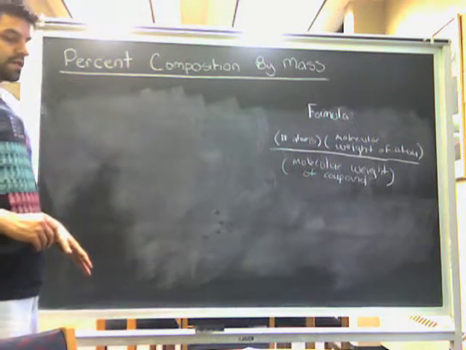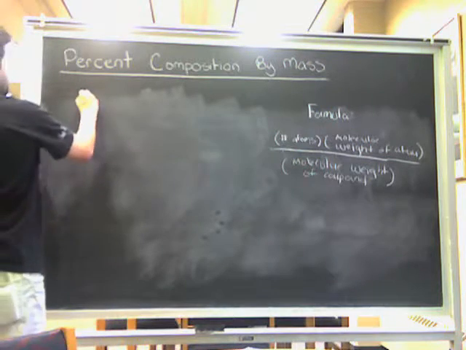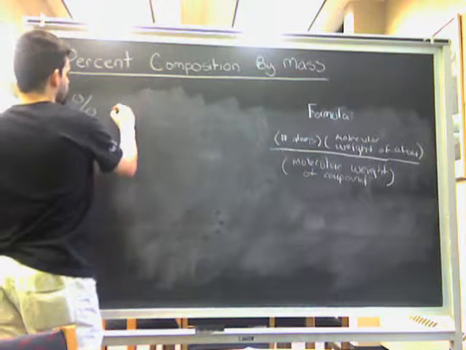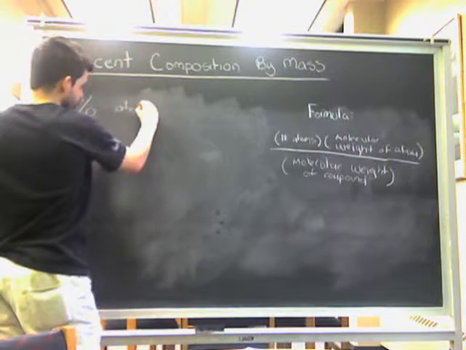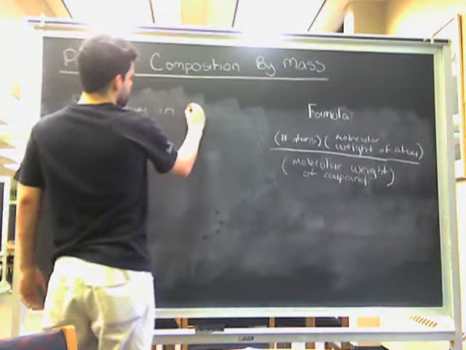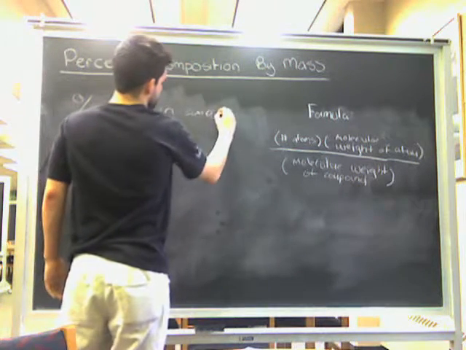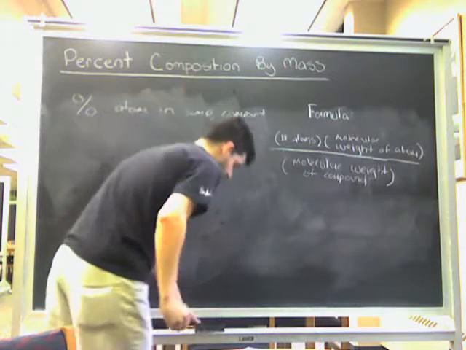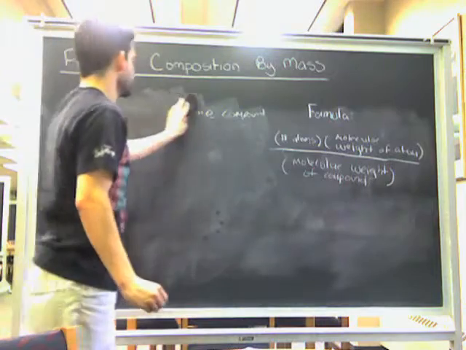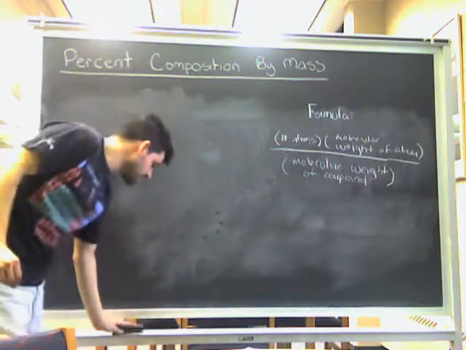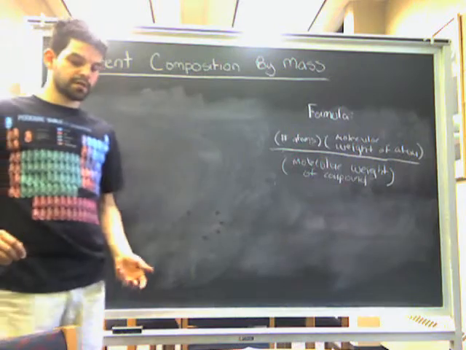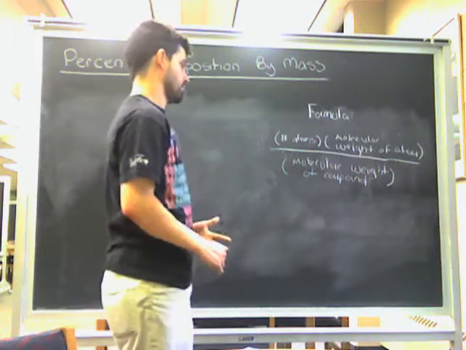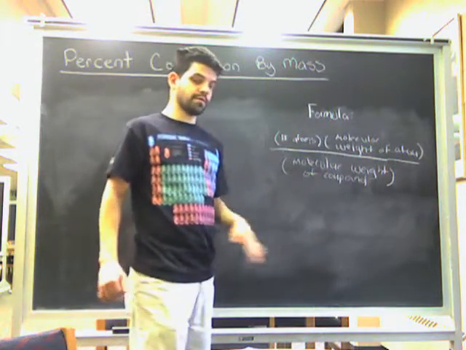So when we're looking at percent composition, you'll find something in a question that says you want the percent composition of some atom in some compound. Okay. Now, that is actually asking you to find the ratio of one atom's weight in comparison to the whole molecular compound weight. So that's actually how you derive your formula.